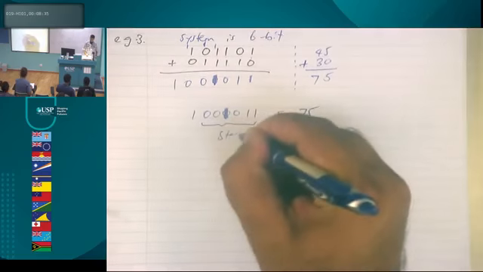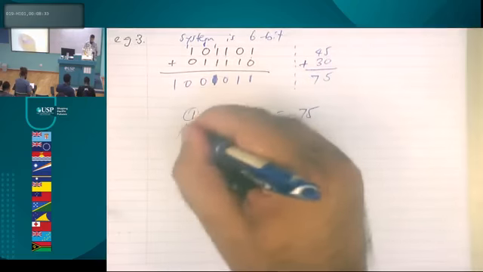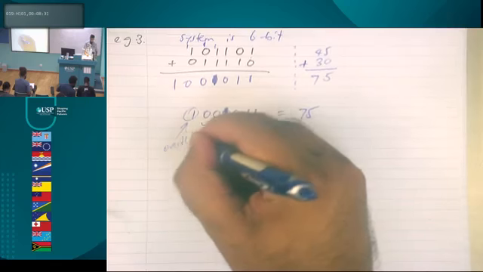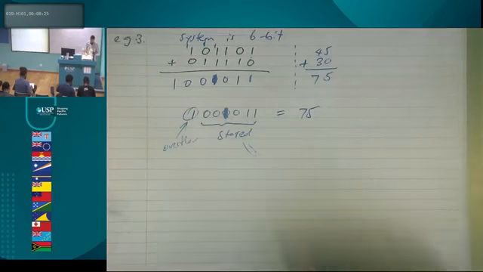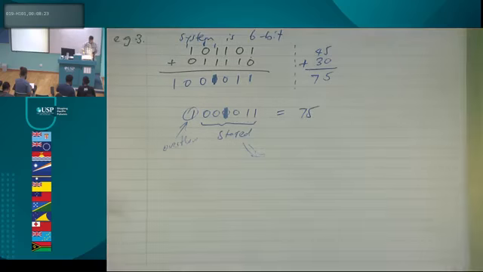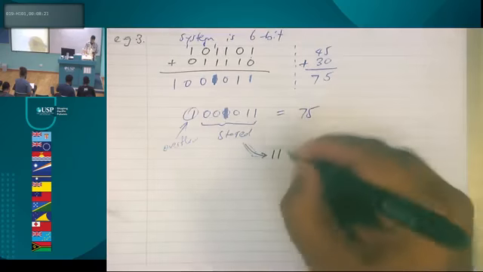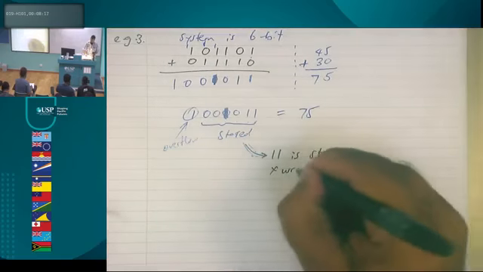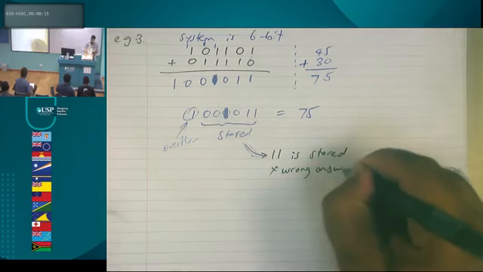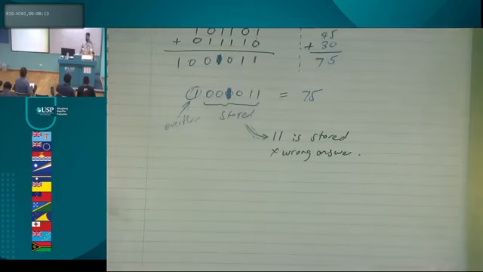But this is stored. This is the overflow. So what is stored in the end? The number 11 is stored. So that's the wrong answer. All right? Okay? So that's the sort of problem which we are looking at.